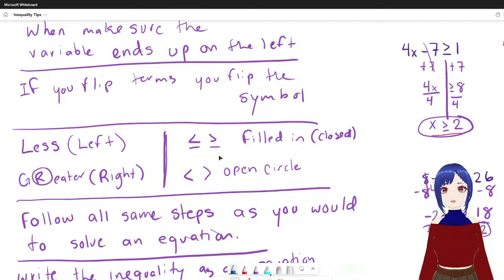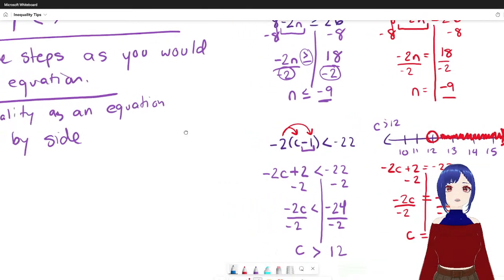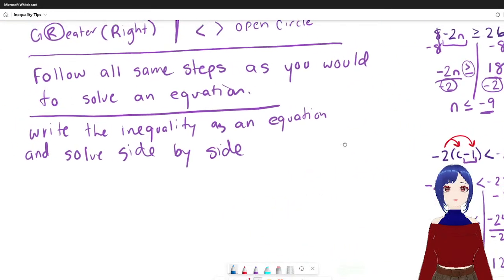Less than or equal to, greater than or equal to: that means that the number you got for your answer is a part of your solution set, so you can fill that in. Filling it in means you're including that number in the possible answers. Strictly less than, strictly greater than: you want to do an open circle. Open circle means that you're not including your number as part of the solutions, which is the case because, for example, like we had with c is greater than 12, 12 is not greater than itself, so we can't include 12 as one of the answers.